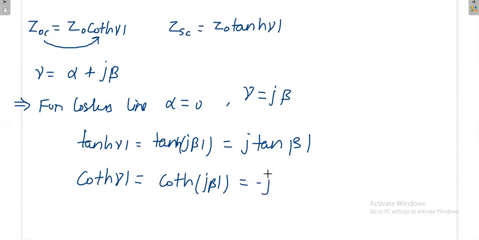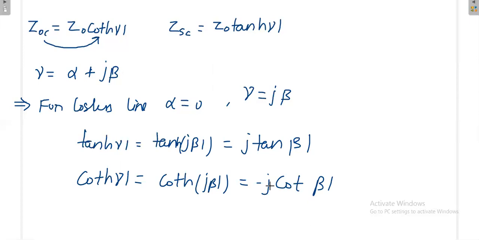equals minus j cot βl. That hyperbolic function we are replacing with the ordinary tan function, and here also the ordinary cot function. So here j comes, here minus j comes.